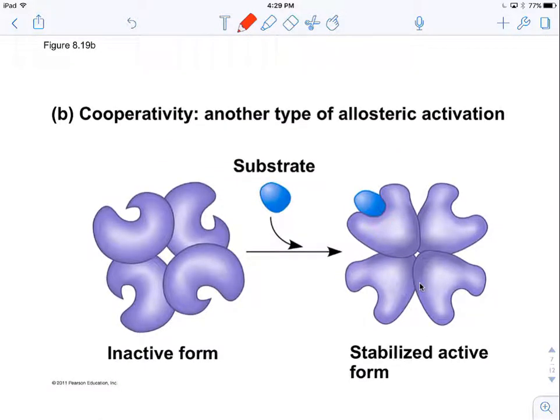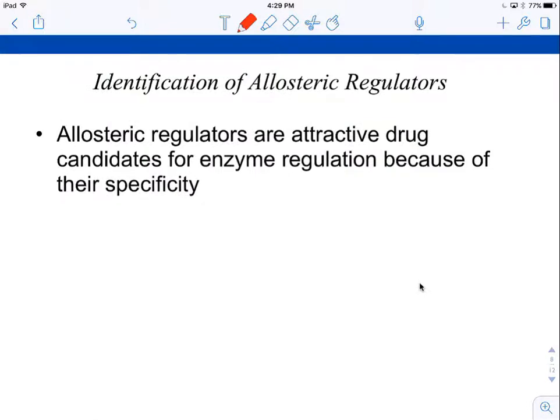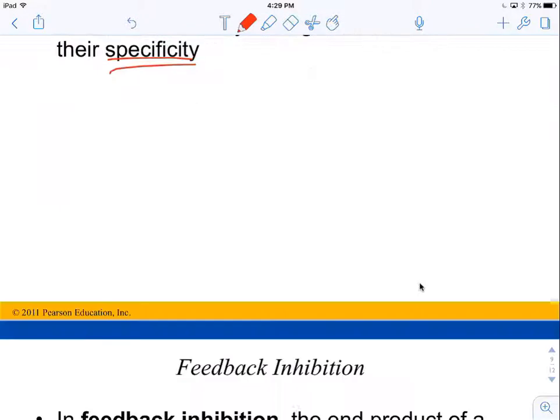Here's how cooperativity works. The substrate can bind, and this stabilizes the active form and makes it easier for more substrate molecules to bind in other active sites. Allosteric regulators, whether they're activators or inhibitors, are very attractive to drug candidates for enzyme regulation because they are so specific. You can target a specific enzyme to turn on or off.